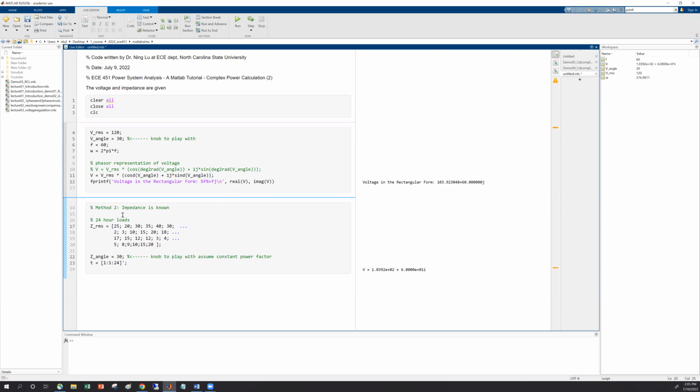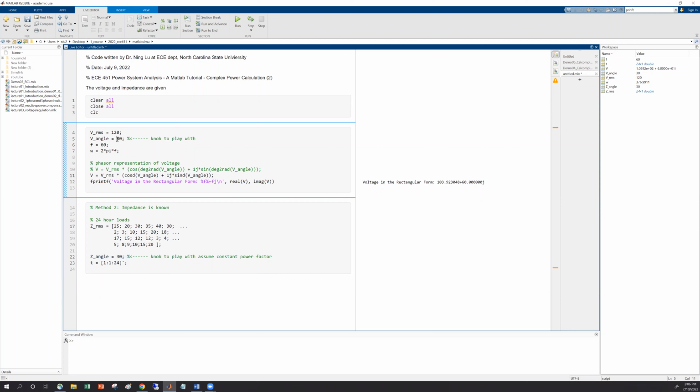If we run that, you'll see that for the Z RMS, I have 24 values to start with. I use 24 times 1, which means it has 24 columns and only 1 row, so this is a vector. We usually write them in a vector format instead of 1 times 24. For this impedance, we can have an angle as well. This shows whether the impedance is capacitive, inductive, or resistive, okay?